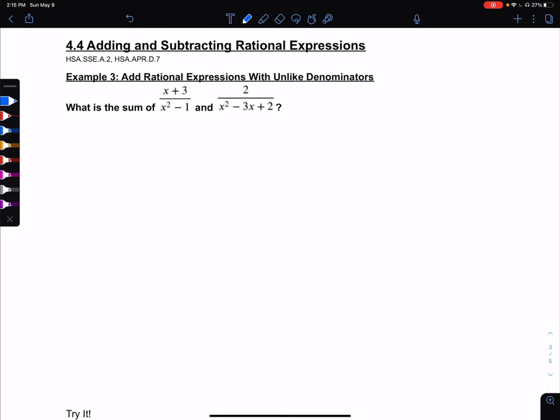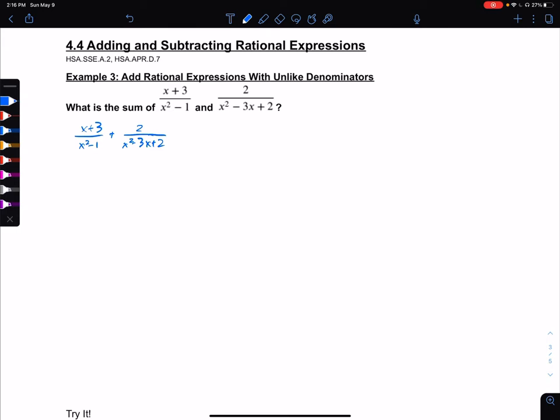So the question is, what is the sum of x plus 3 over x squared minus 1 and 2 over x squared minus 3x plus 2? Clearly they have unlike denominators. It's already been mentioned. So the first thing we want to do is factor each denominator.